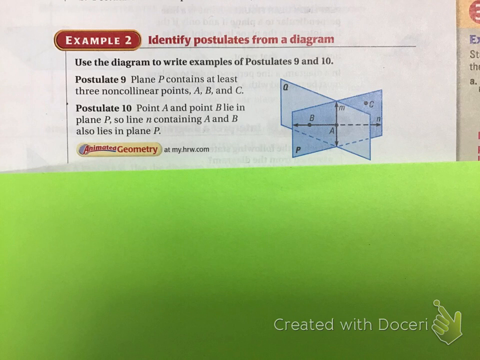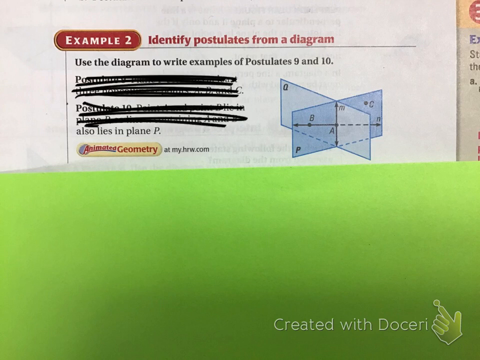There we go. Use the diagram to write examples of postulate 9 and 10. So postulate 9 says, I shouldn't have shown you the work. Pretend like you don't see this. Okay, postulate 9 says, a plane contains at least 3 non-collinear points. So we're supposed to use the diagram to write examples of postulate 9.